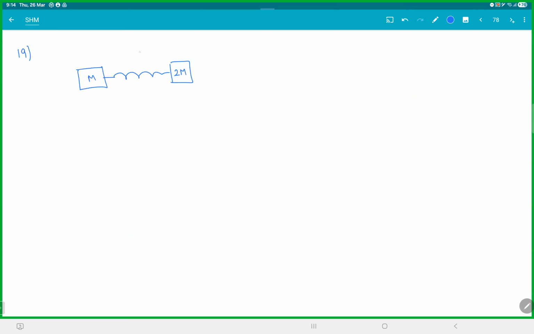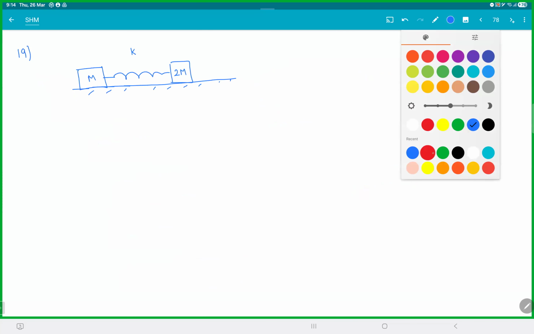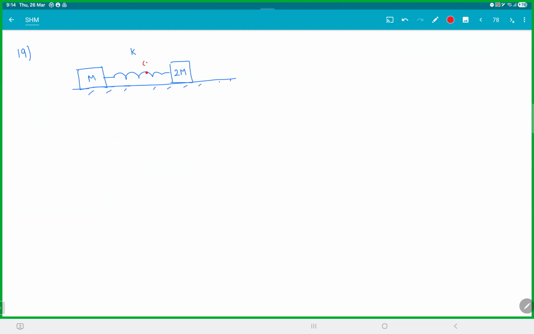So we have two blocks here. This is a spring of spring constant K. The center of mass, we take it as origin, x is equal to 0. And the distance between them is L. L is the natural length of the spring.